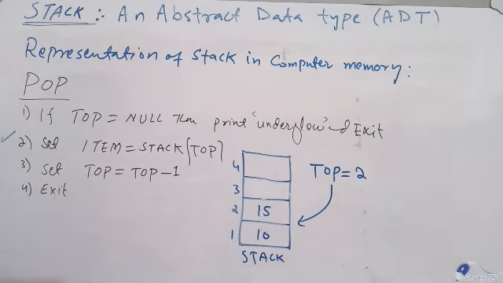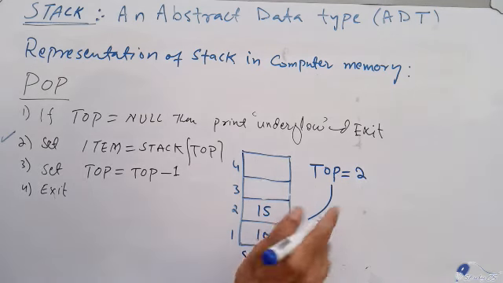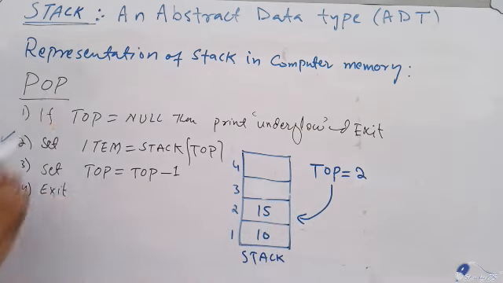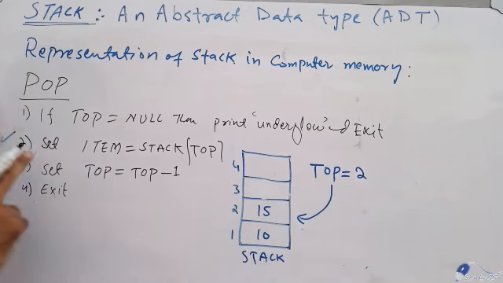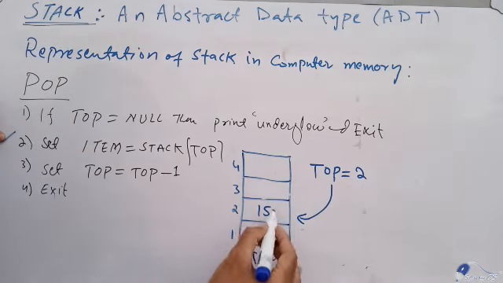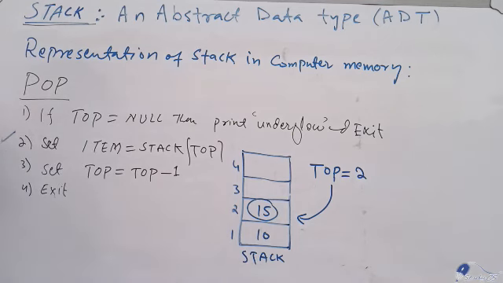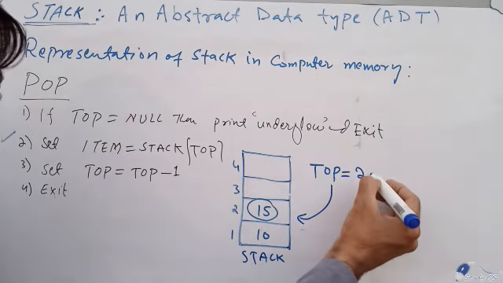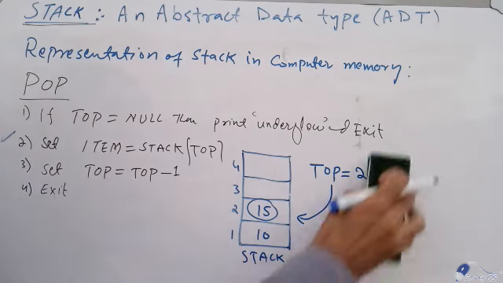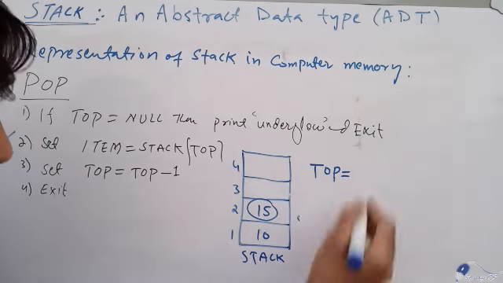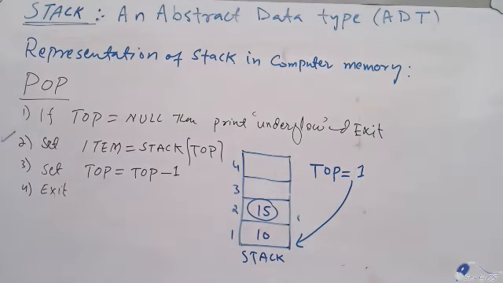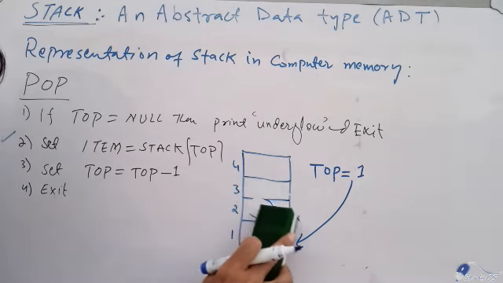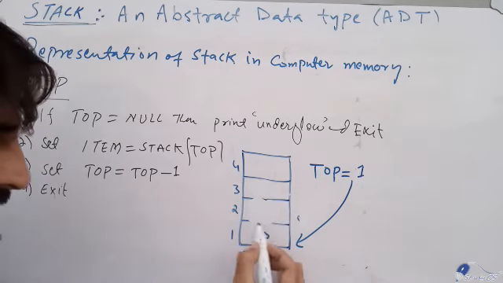So similarly, again we can run this statement. Let's see, if top is equal to null? No, top is not equal to null, top is 2. So set item to stack top, so 15 will be selected, and set top is equal to top minus 1, 2 minus 1, it will become 1. Now top will indicate the element stored at index 1, that is 10. It means that 15 has been deleted from the stack.